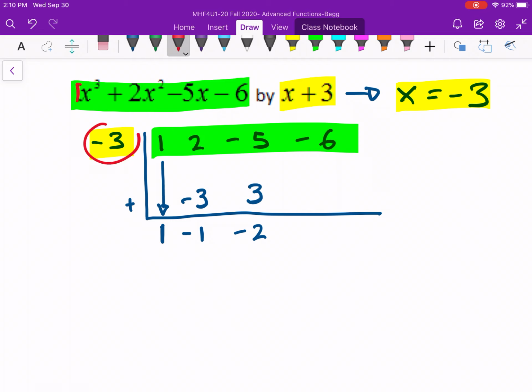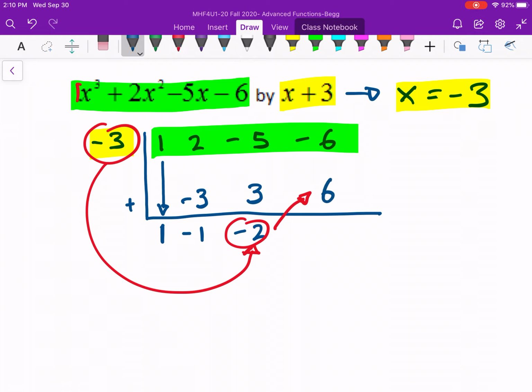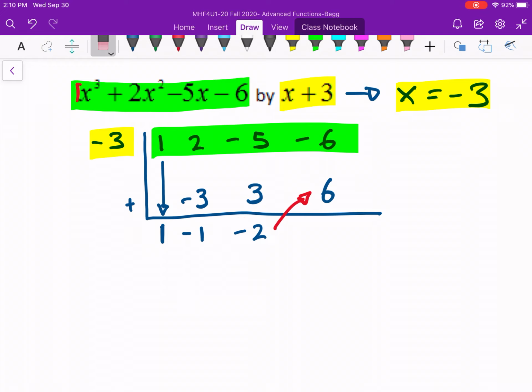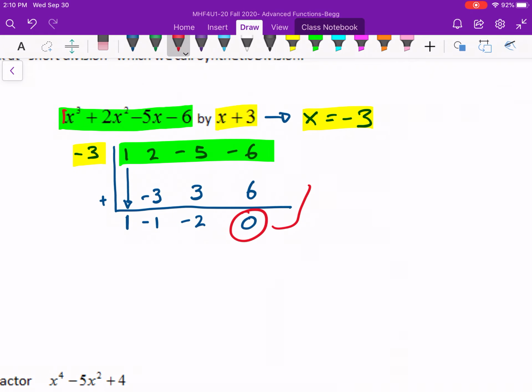Then I'm going to do negative 3 times negative 2, which is positive 6. I'm going to bring that up to the last spot. I'm going to add those two together, and I'm going to get 0. All right. This 0 is, again, the remainder. We saw in the last lesson that when we're doing division, if we divide by a factor, our remainder should always be 0. So the last number is always the remainder, and it should be 0 if it's a factor.